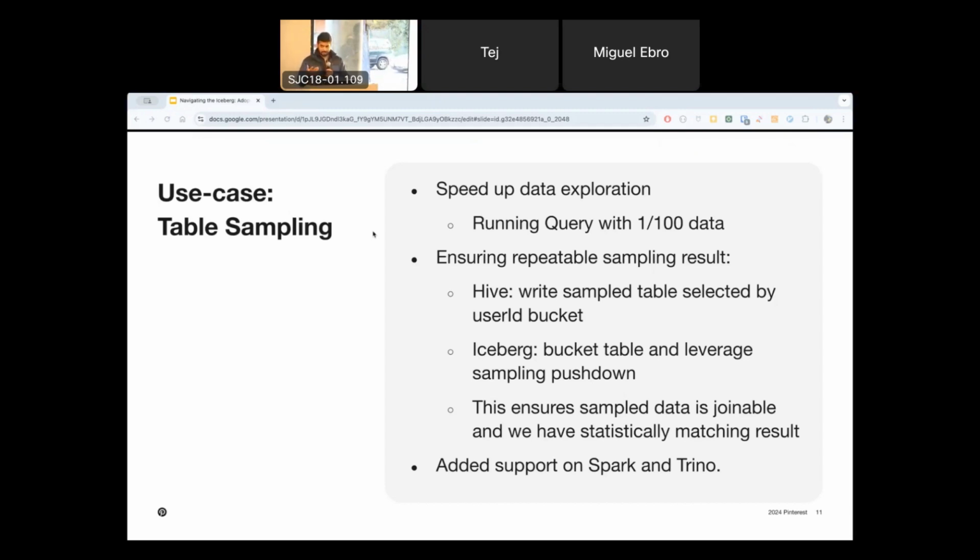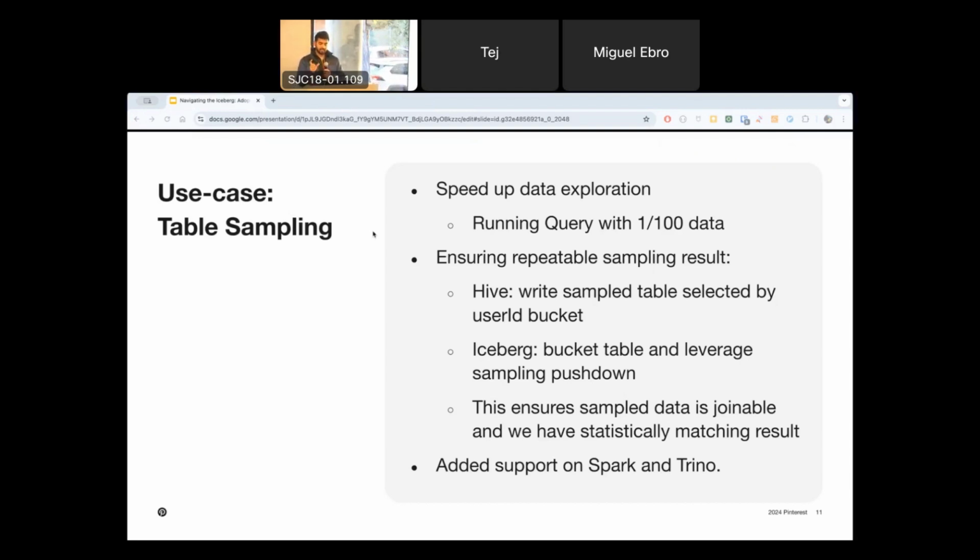So far, I'm just taking user ID as an example, but it could be any column. We bucket the Iceberg table on user ID. And when a user says, oh, I want to run this query on 1% of data, say we have 100 buckets for user ID, we'll just need one bucket. So that's our way of doing it: 1% of data is being read.